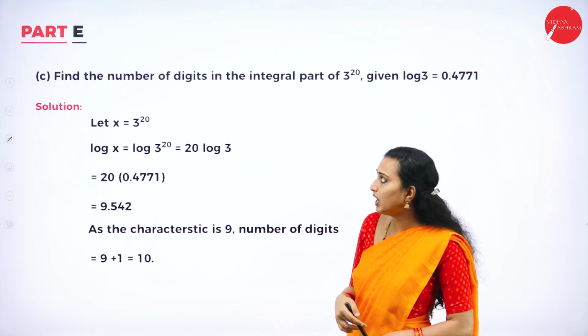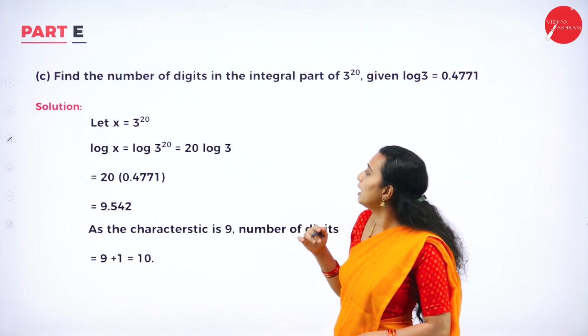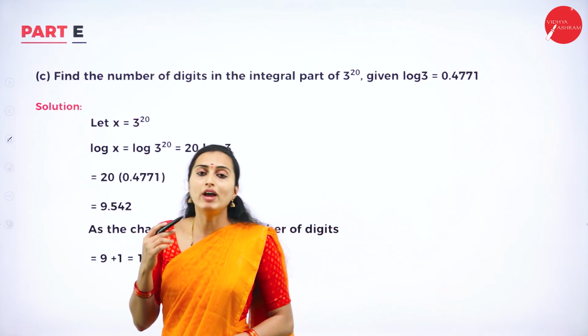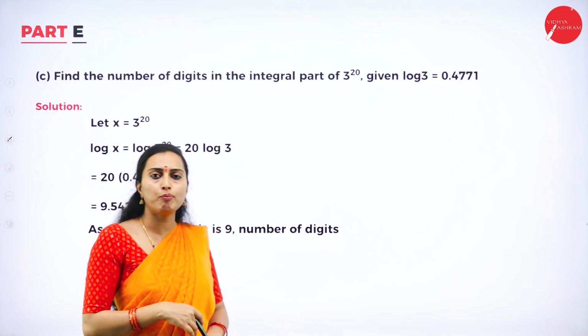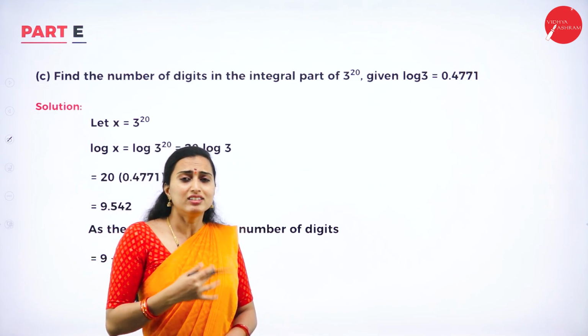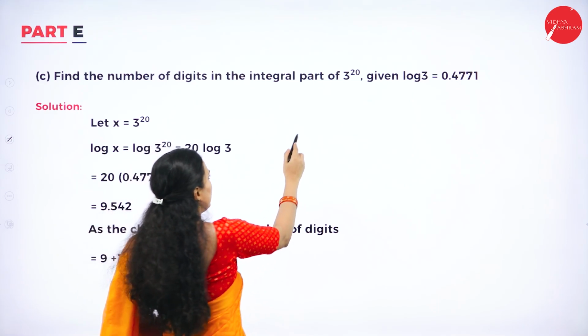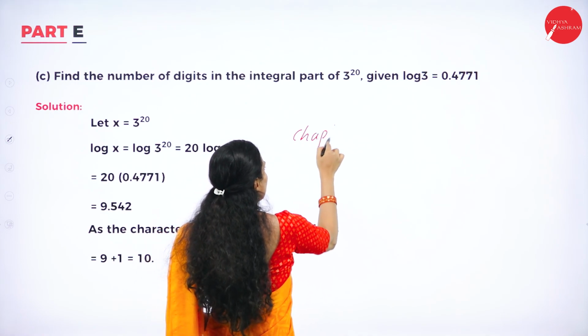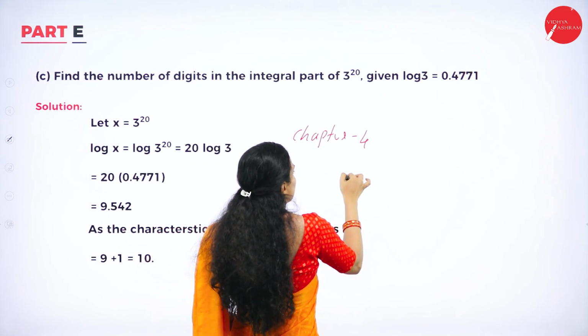64C1. From which chapter have they asked? Find the number of digits in the integral part of 3 power 20, where log 3 is given as 0.4771. This is very easy. This is from the chapter logarithms. So chapter 4, logarithms.